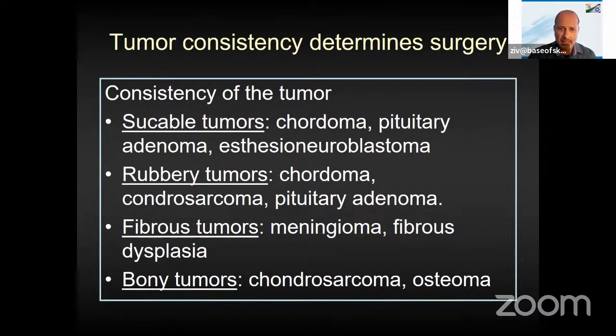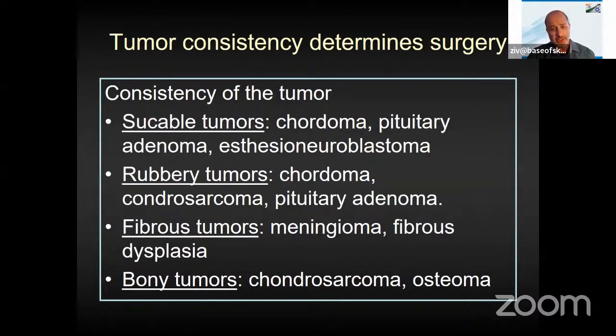In general, suckable tumors such as some types of chordomas, pituitary adenomas, esthesioneuroblastoma are more easily removed through an endoscopic approach using the two suction technique. Suckable tumors can be removed completely, even if they are very close to the nerves or to the internal carotid artery, because of their consistency. Rubbery tumors such as several chordomas and chondrosarcoma are more difficult to remove.